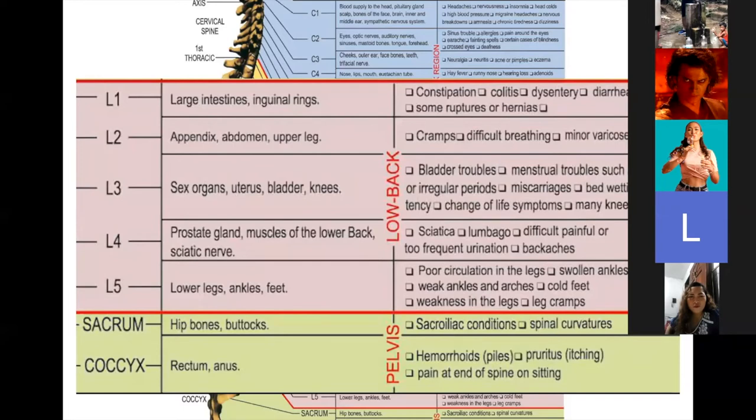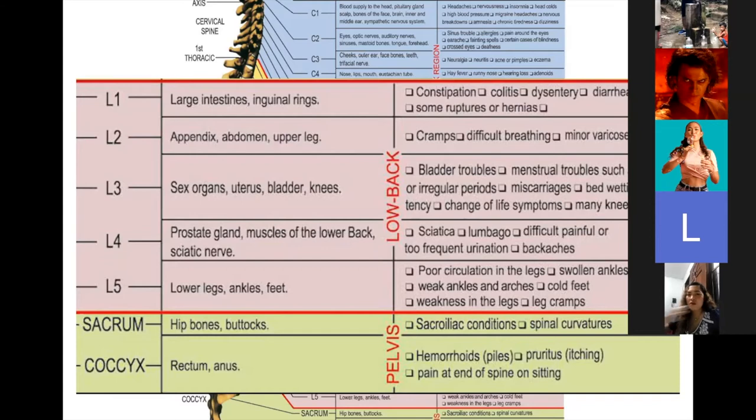Again, when we talk about where does it hurt versus where's the actual problem, right? Sciatica is pain that shoots down the leg. Now, nothing's wrong with the leg. The problem is the nerve, which comes from the spine. So we can take pressure off of that nerve at the L4 nerve root, and all of a sudden your leg doesn't hurt anymore. Okay.